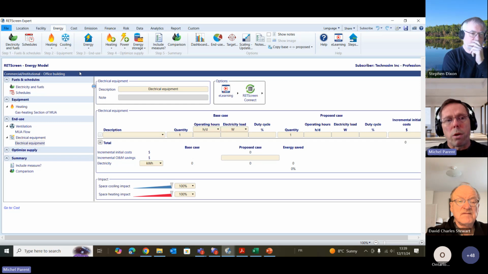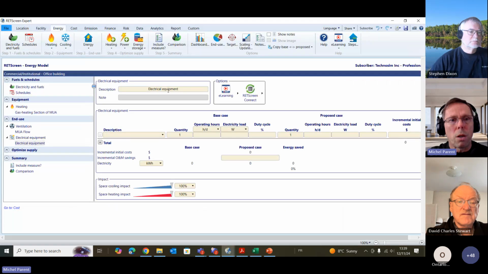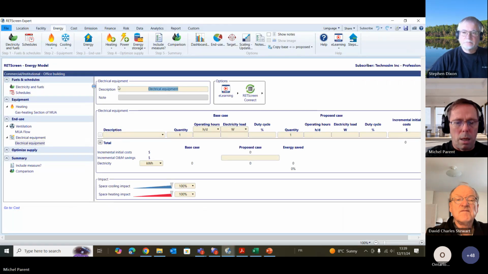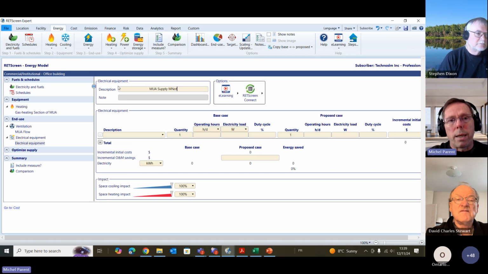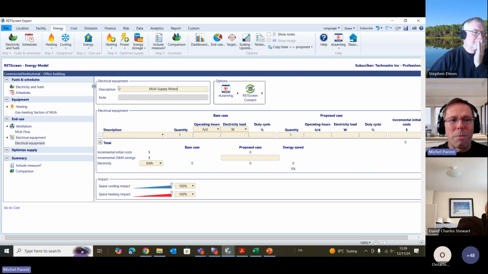So I'm going to define an electrical equipment to define my supply motor. So I'm going to call it MUA supply motor. And it's always a good idea to define the names properly. If you keep the default, it's faster, but you end up with 5 electrical equipment and you kind of forget after a while what it can be. So here I'm going to say MUA. I know it's repetitive here, but I'm still going to call it MUA motors.